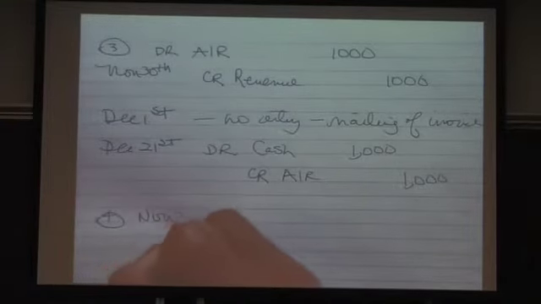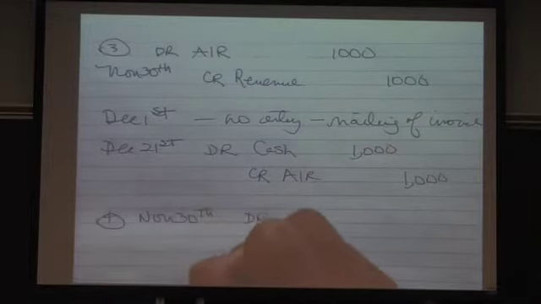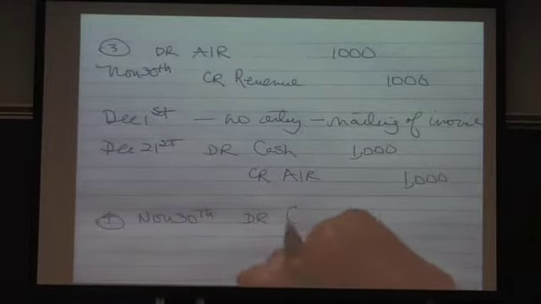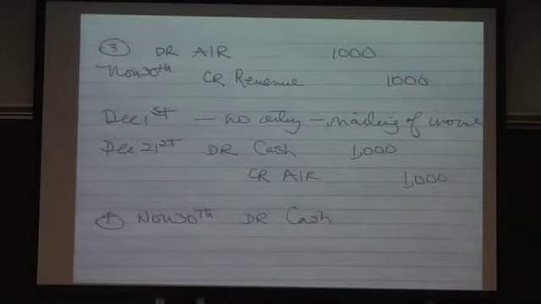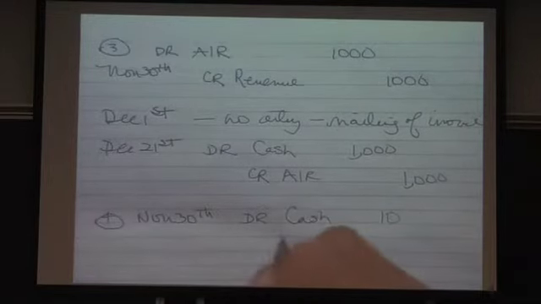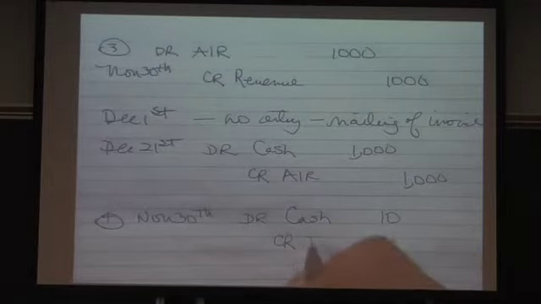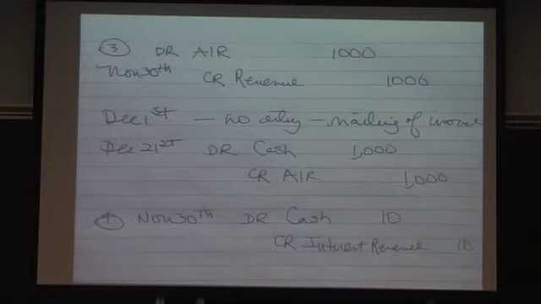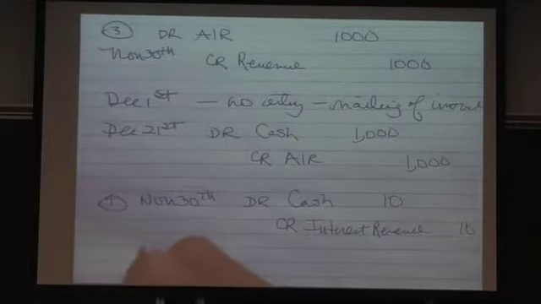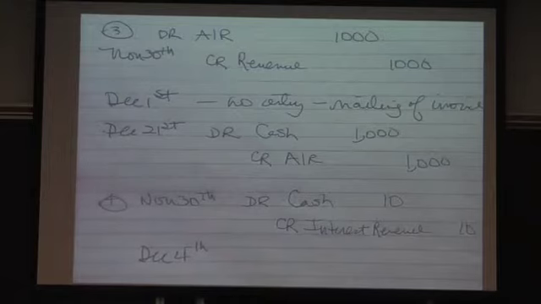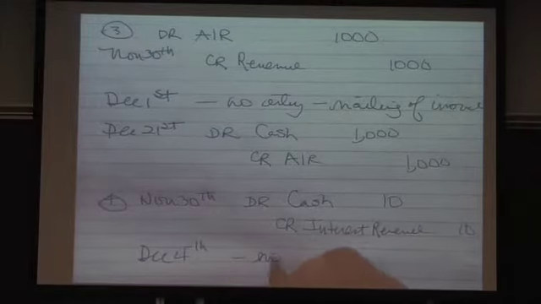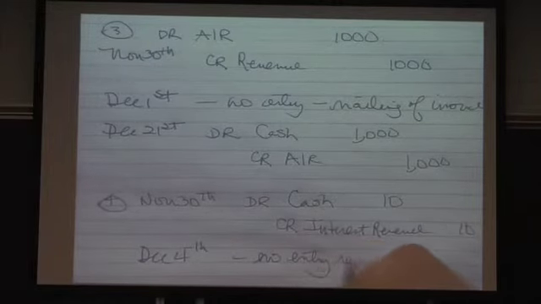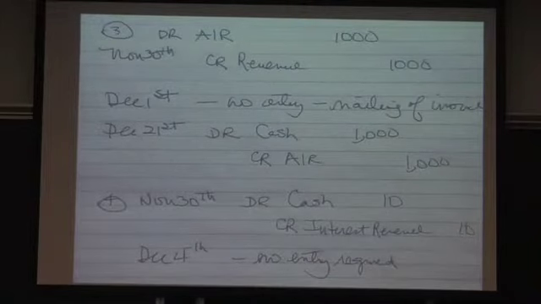So for November 30th, we need to record a debit. In this case, it's debit cash because money was already deposited in our bank account, for $10, and credit interest revenue, $10. Now, when we physically receive the bank statement on December the 4th, okay, there'll be no entry required because we've already reflected that on November 30th.